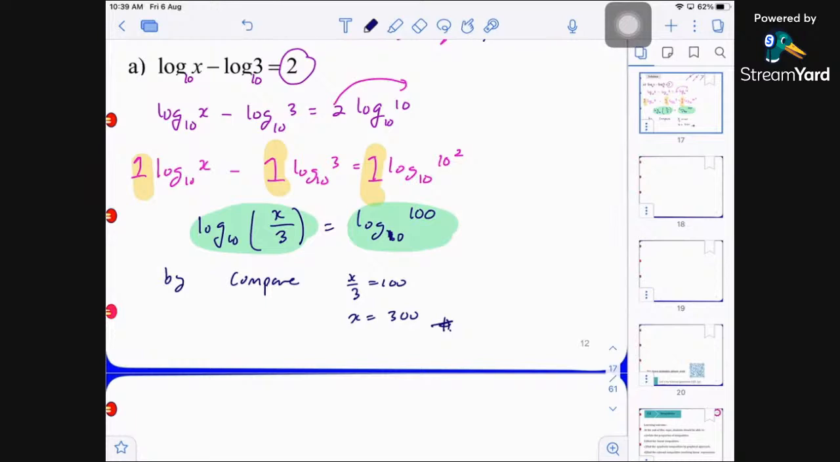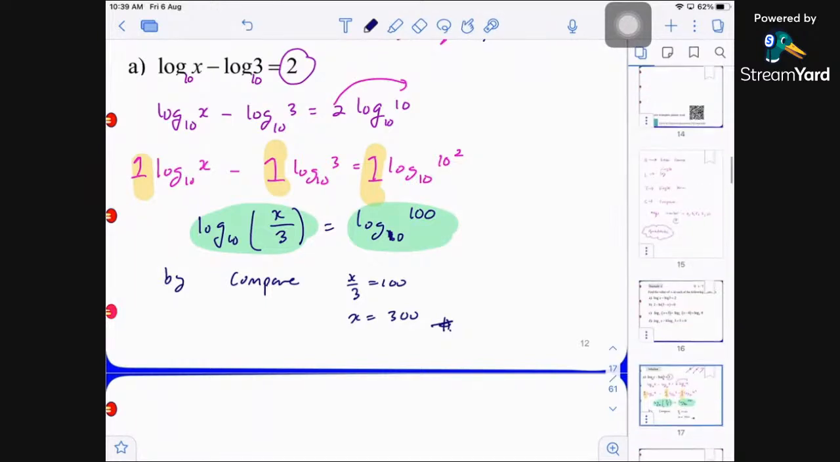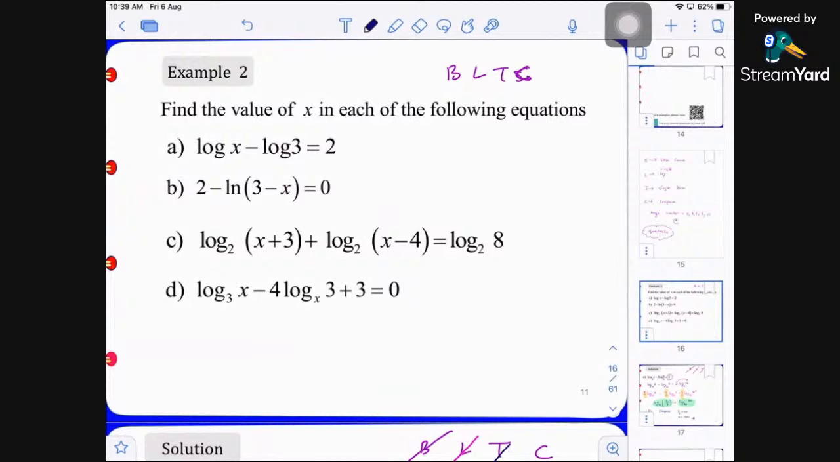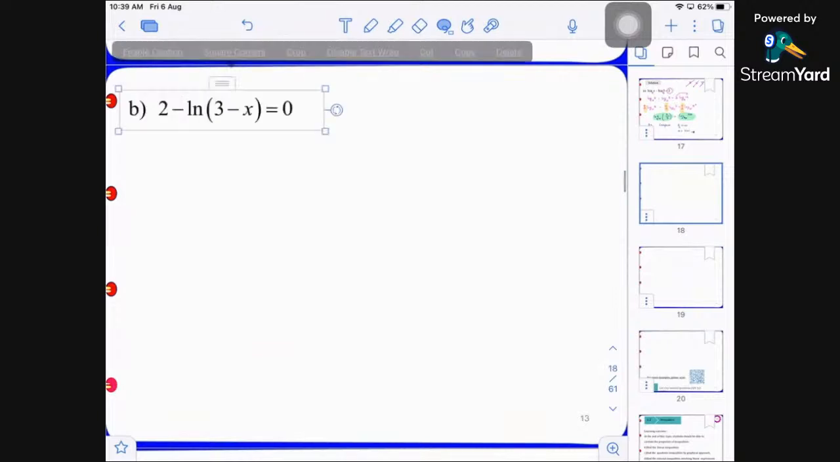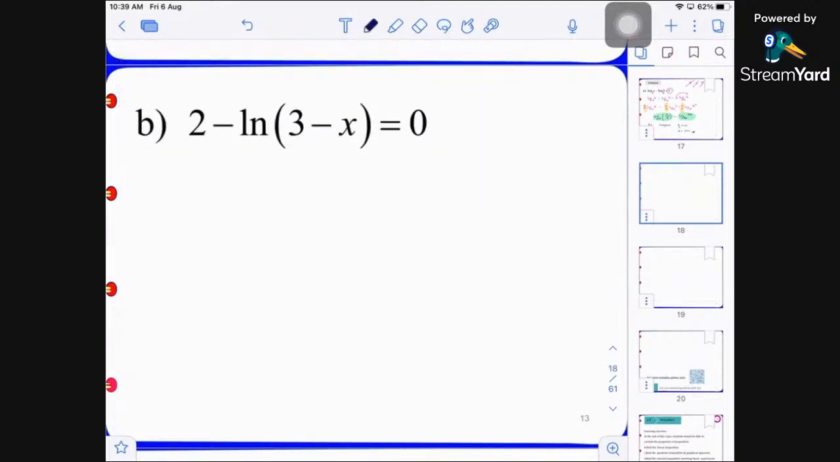So kalau clear, saya carry on lagi sikit. Okay, I carry on. Next one there, we do question B here. If you look at question B over here, it's again the same thing. You get here negative ln of 3 minus x equals negative 2. I shift first. Negative can cancel. So I get ln of 3 minus x equals to 2.